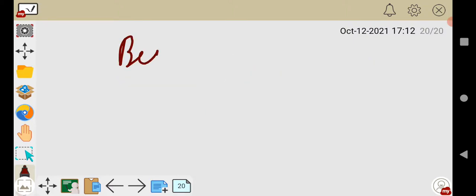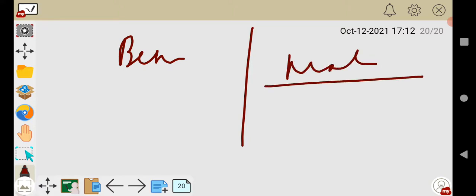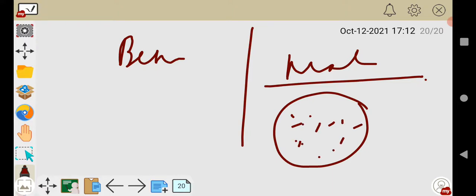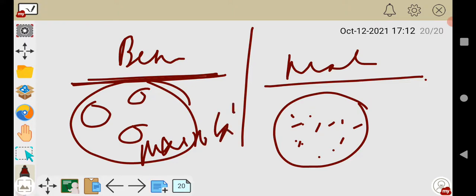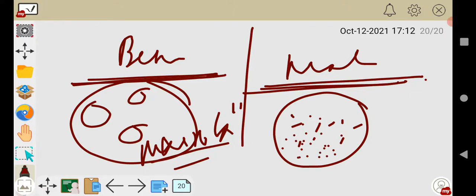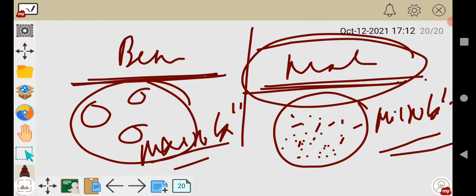And how will you distinguish between benign and malignant? See, in malignant, there will be irregular, spiculated margins and microcalcification. In benign, there will be macrocalcification, as we see in fibroadenoma. We call this popcorn calcification, right? So benign: popcorn calcification, fibroadenoma, macrocalcification. But with malignant you will see many dot-like things, microcalcification, and irregular spiculated edges, right? So this is malignant, correct?